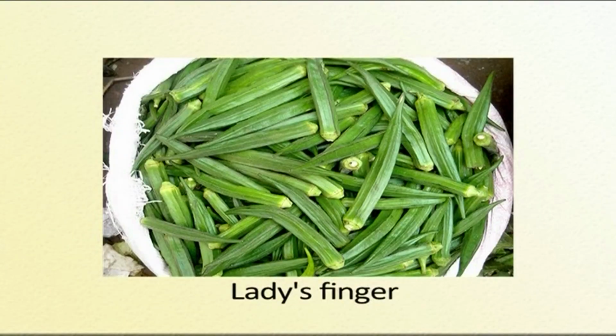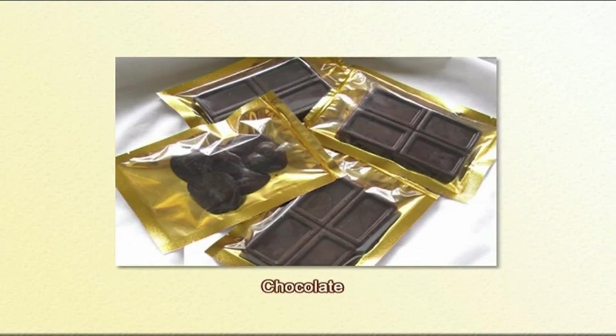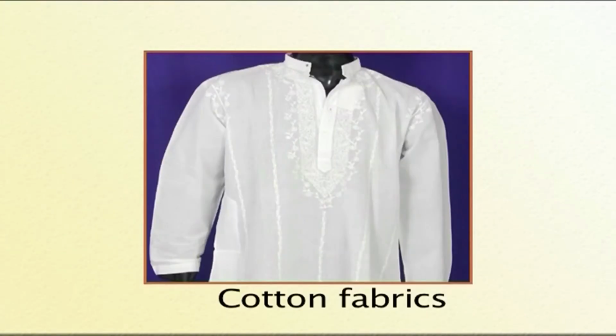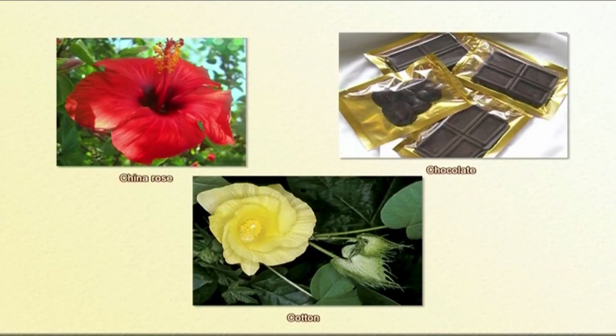Dear students, we all know about the lady's finger that we eat as a vegetable. Our children are fond of chocolates. We plant ornamentals like hollyhock and China rose in our gardens. And lastly, we wear cotton fabrics during the summer season. Do you know all these plants, whether lady's finger, China rose, chocolate or cotton, they all belong to a single botanical family called Malvaceae? So let us today discuss this family Malvaceae.